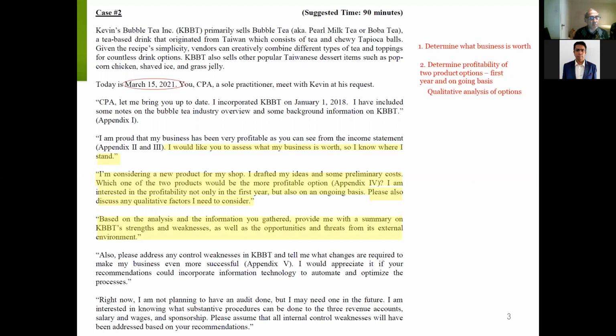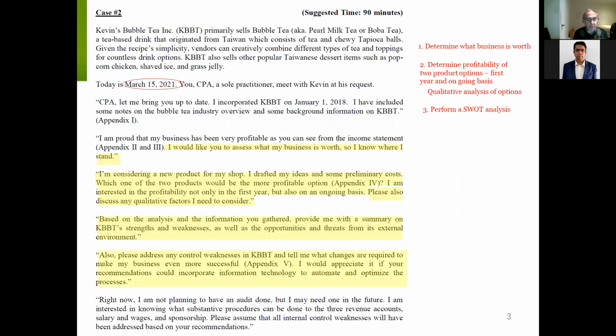When you get to the next paragraph, we're told, based on the analysis and the information you gathered, provide me with a summary on KBBT's strengths and weaknesses, as well as the opportunities and threats from the external environment. So the next required is to perform a SWOT analysis.